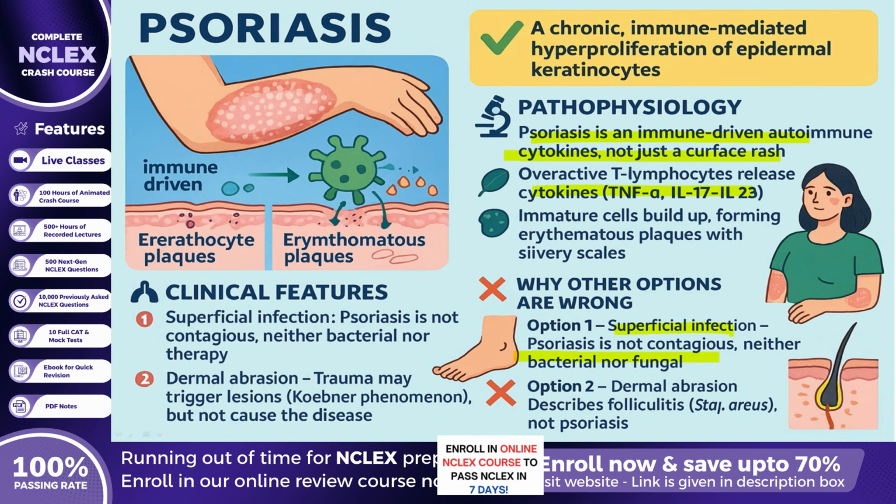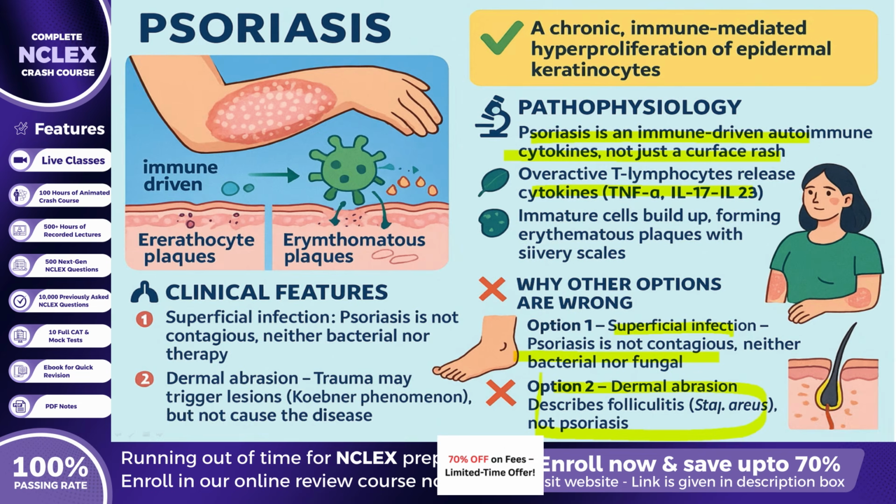Moving to Option 2, the idea of repeated abrasion, this too is incorrect. While trauma can trigger lesions at sites of injury through the Koebner phenomenon, skin abrasion alone does not explain the autoimmune mechanism at work. Finally, Option 4, infection of the hair follicles, is actually describing folliculitis, where Staphylococcus aureus causes localized pustular lesions around hair follicles. That is very different from the broad plaques of psoriasis.